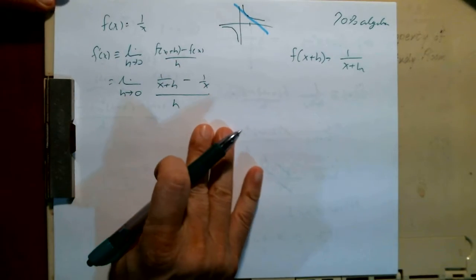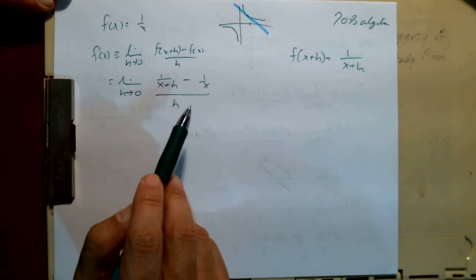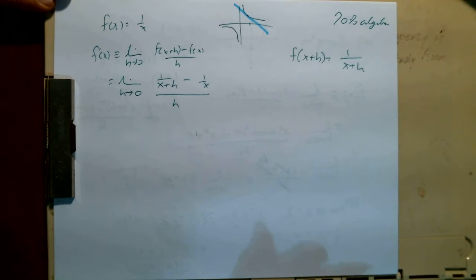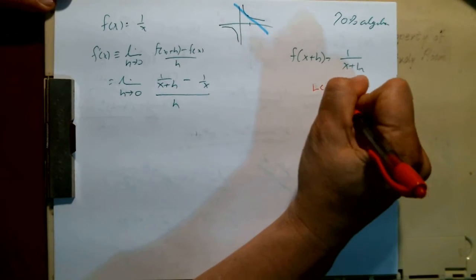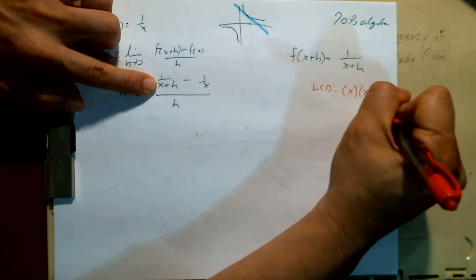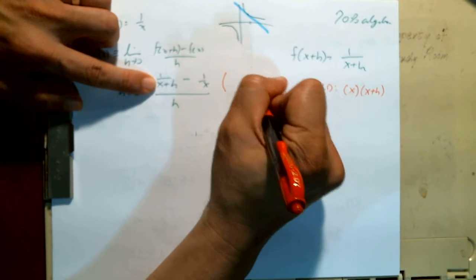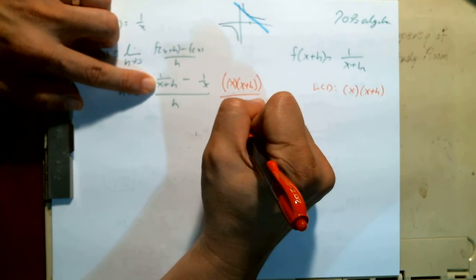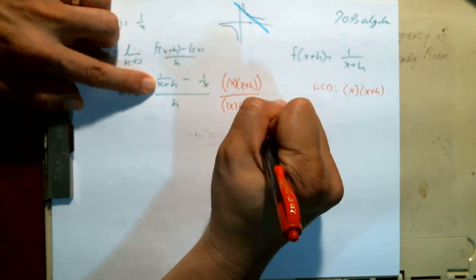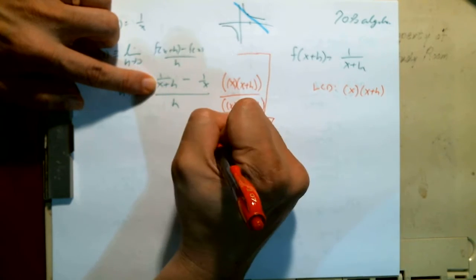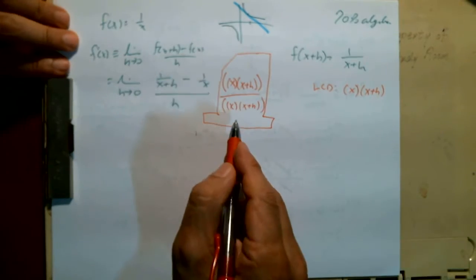Now, you've got a problem right here because it's a really complex fraction, right? To get rid of a complex fraction and turn it into a simple fraction, you multiply top and bottom by the LCD. The LCD, least common denominator, for these two is x times x plus h. So what we're going to do is multiply the numerator by x times x plus h and the denominator by x times x plus h. What we're literally doing is multiplying this by 1. Okay, can you see that 1 right there?